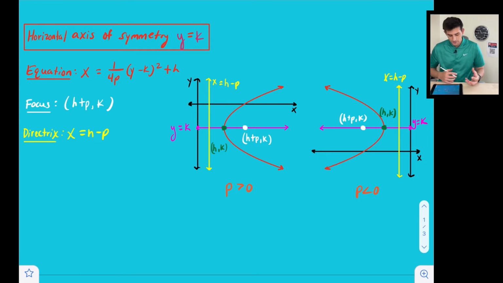So our focus would be h plus p comma k, and very similarly for our directrix, we are going to subtract p, not from k this time, but from h, okay? So we have a couple different diagrams here. When p is greater than 0, notice we have our focus on the right side of our vertex, and then our directrix on the left side, and we're going to open to the right. And then when p is less than 0, so we have some kind of negative value, then our focus will be to the left of our vertex, and our directrix will be to the right, okay?